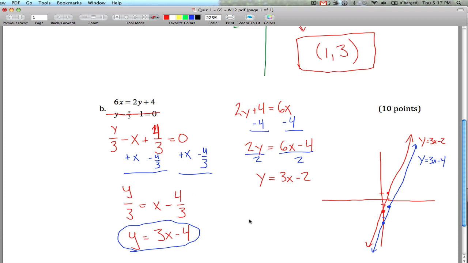And then you say something like, no solutions, if you really want, because they're parallel. I don't know if I really care that you write y. And that's the solution. That's the end of the quiz.